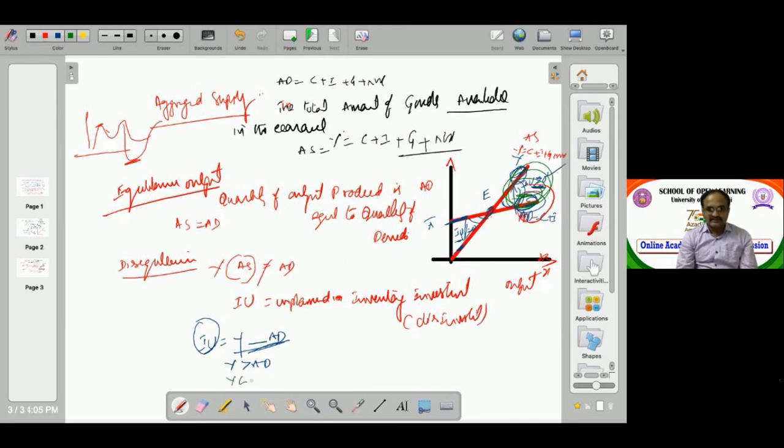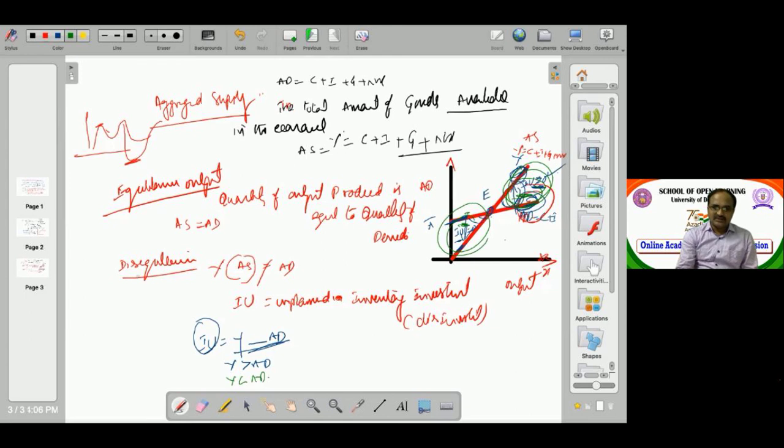If Y is less than AD, what is happening? If the output produced at this point is less than demand, that means supply is less than whatever the demand is. In this case IU is less than zero, which means firms will increase their production by increasing investment. So either disinvestment is taking place, or supply and demand adjust. If investment is increasing, what will happen?